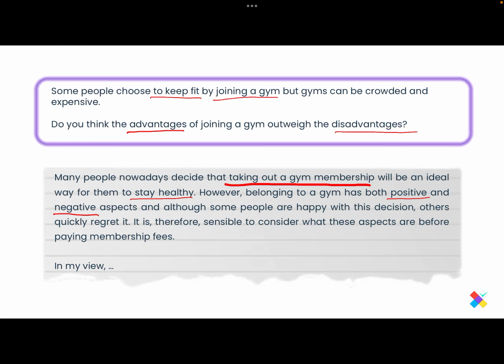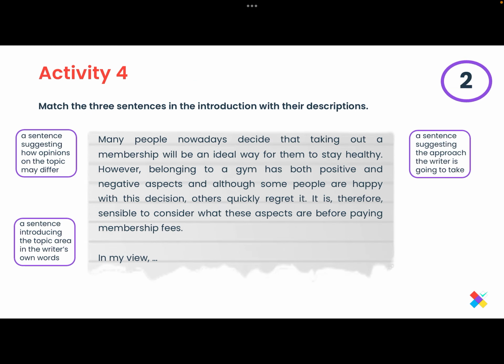Okay, we're moving on to the next activity, the same introduction, but this time we're going to see the role, the function of each sentence in the introduction. I'd like you to read the introduction very carefully, read the types of sentences that you've got there, and match them. You've got 2 minutes to do this. Go.